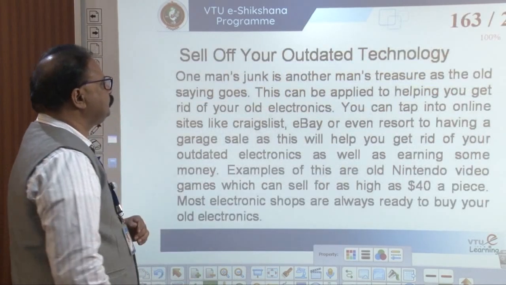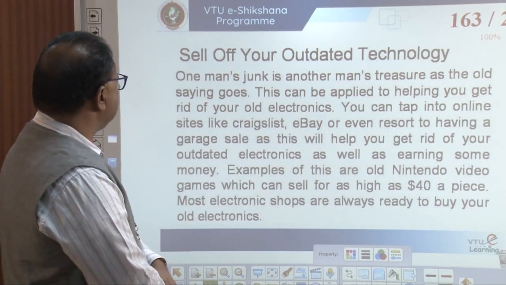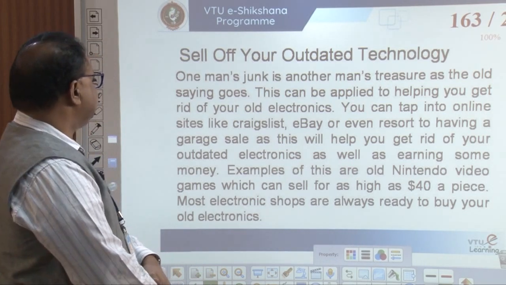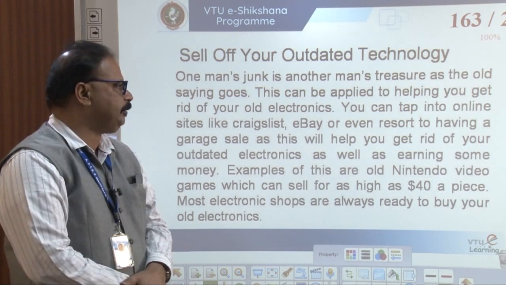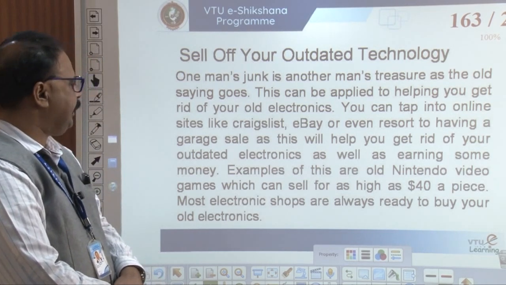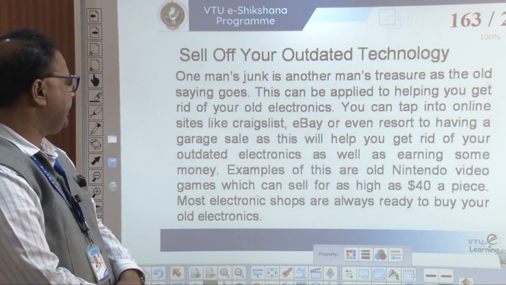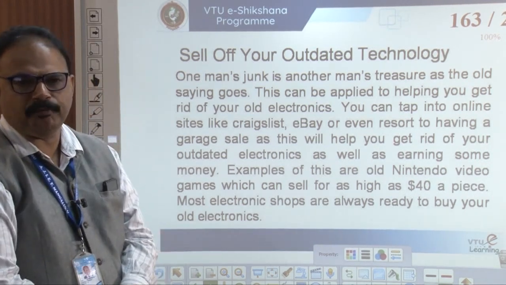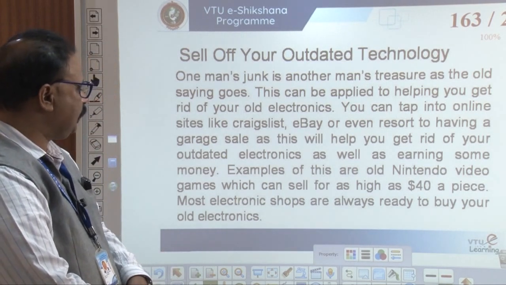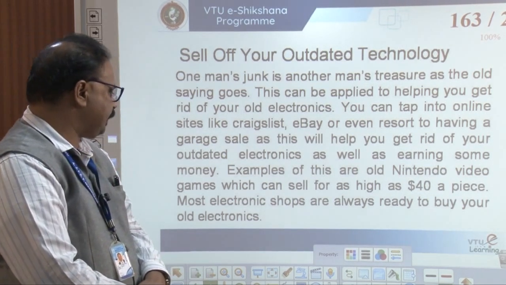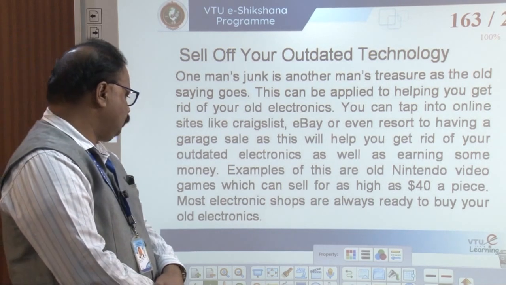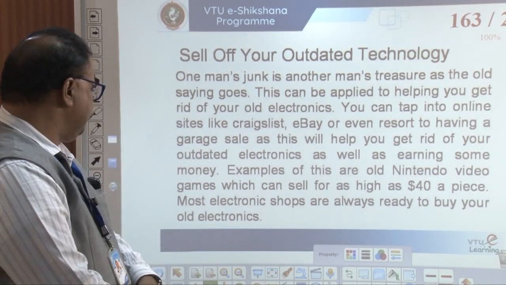Another one for e-waste: sell off your outdated technology. One man's junk is another man's treasure, as the old saying goes. This can be applied to getting rid of your old electronics. You can tap into online sites like eBay, or restore, or hold garage sales. This will help you get rid of your outdated electronics while earning some money. For example, Nintendo video games can be sold for as high as $40. Most electronic shops are always ready to buy your old electronics.